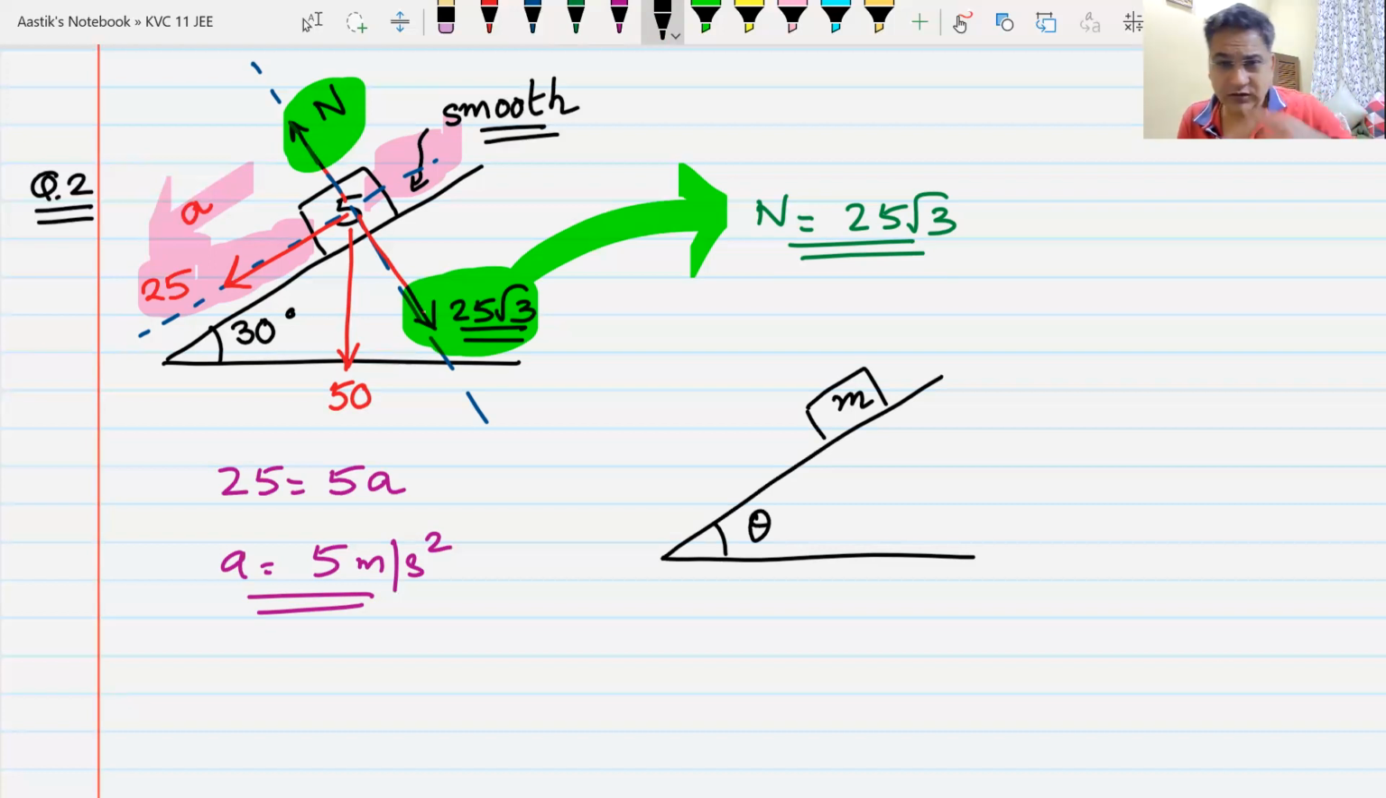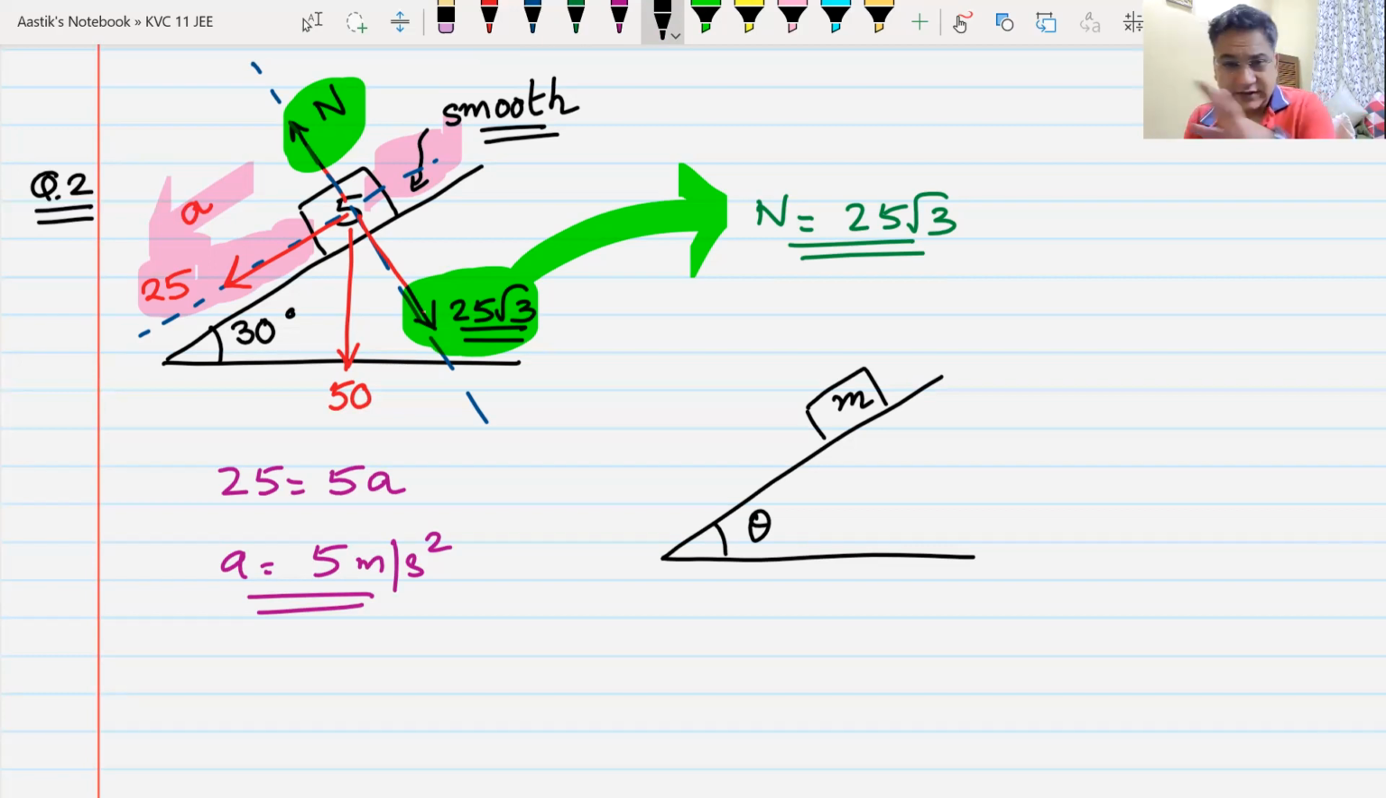Number 1, depends on the mass of the block. Number 2, it depends on the angle of inclination theta. What all factors does it depend on? So if you can just remember how we have done it generally, you would be able to understand what questions can come and what could be the answer to this question.